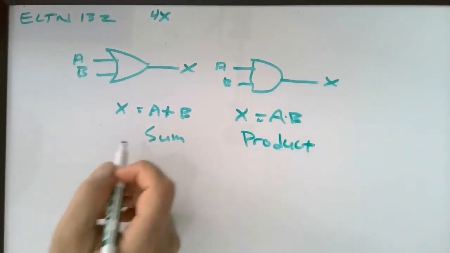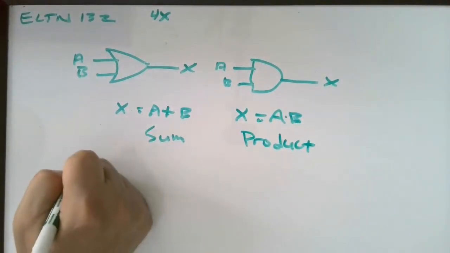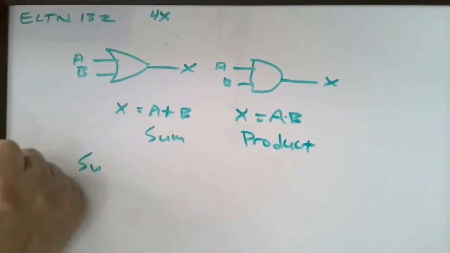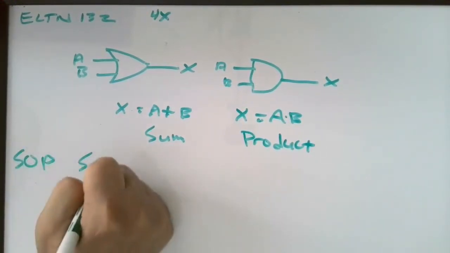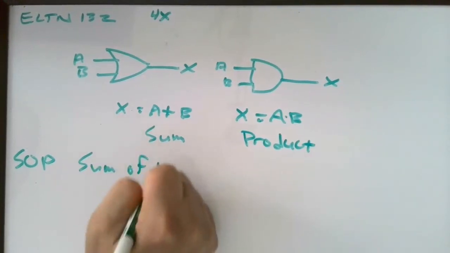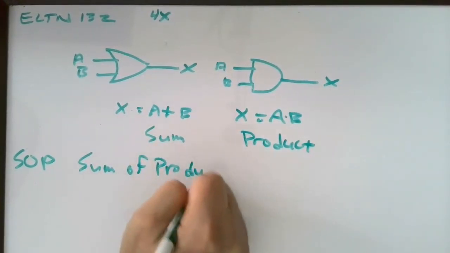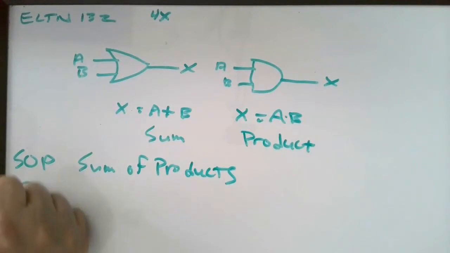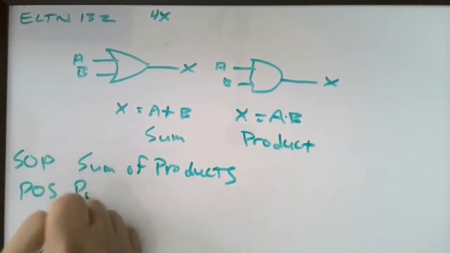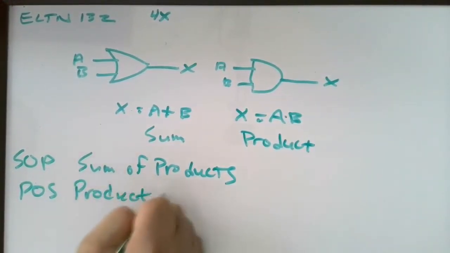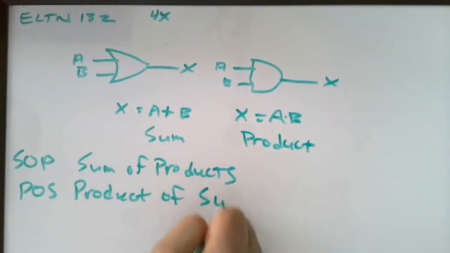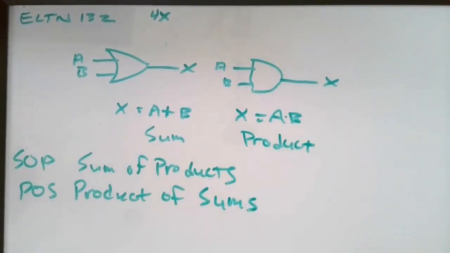And so what we're going to be talking about are what are called SOP, which stands for sum of products, and POS, which stands for product of sums. And I'm going to explain what these two terms really mean. And it's really order of operations. Is the OR gate first in the circuit, or is the AND gate? And you'll see that in just a second here.